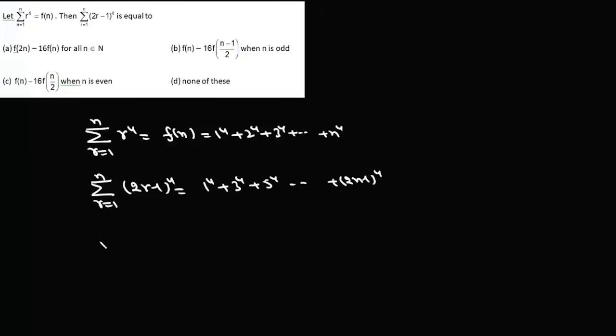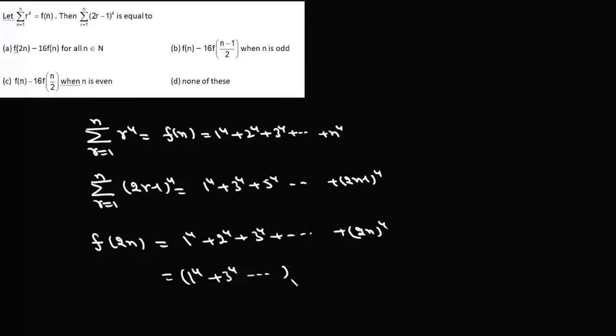So what we'll do is, we'll start with F2n, and F2n will be 1 to the power 4 plus 2 to the power 4 plus 3 to the power 4 up to 2n to the power 4. Now here again we separate even and odd terms. So we write odd terms together, 1 to the power 4 plus 3 to the power 4, and plus we'll have 2 to the power 4 plus 4 to the power 4 up to 2n to the power 4. Now this is the required summation that we need.